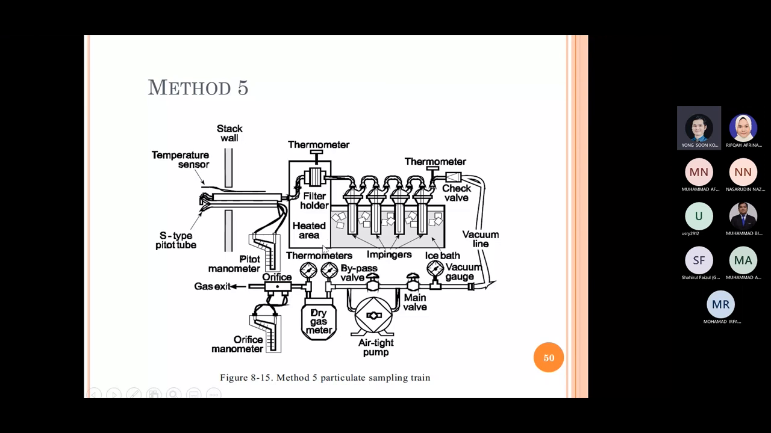So this box has to be heated all the time. Temperature has to be constant. And then whatever flue gas travels past this filter will contain the other contaminants like NOx, SOx, carbon monoxide, oxygen, and whatnot. So they're going to travel through a series of impingers. Each of the impingers contains a different type of chemical so that they can trap different kinds of pollutants. And of course, these gases are very hot. That's why you must have an ice bath to cool them down. Otherwise, it might destroy the chemicals inside here.